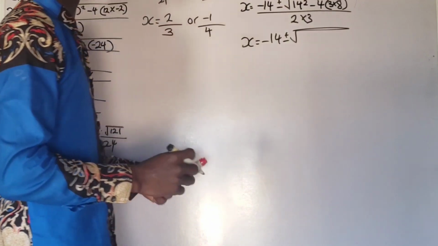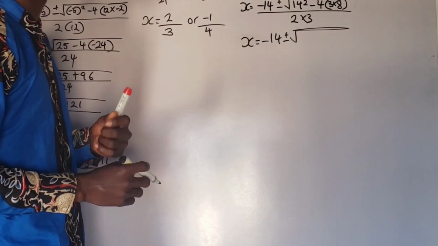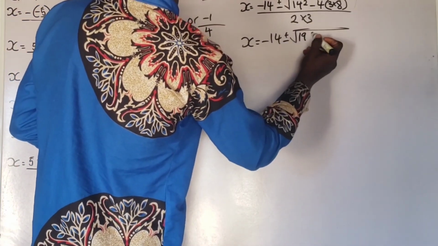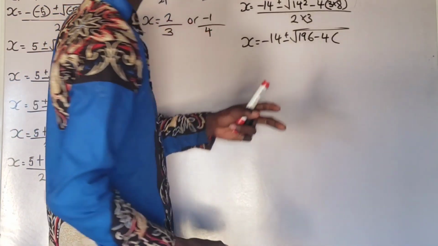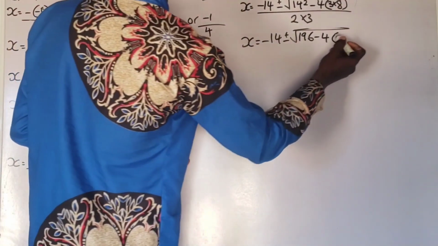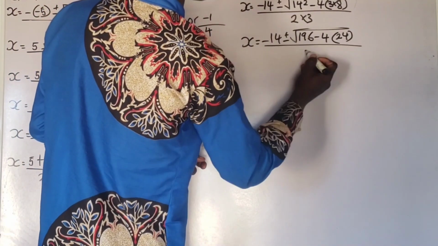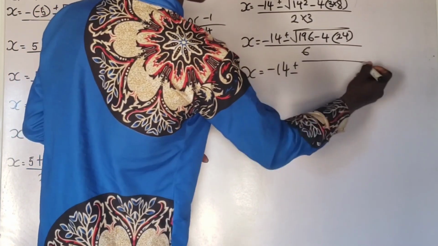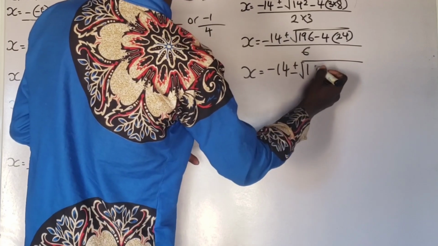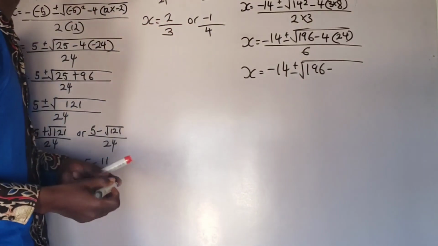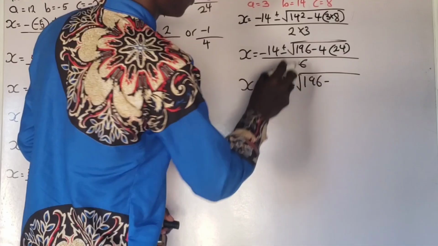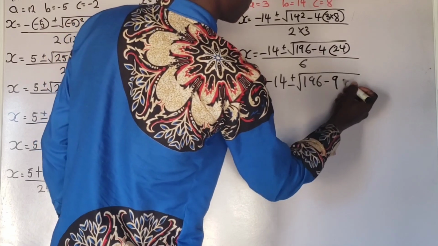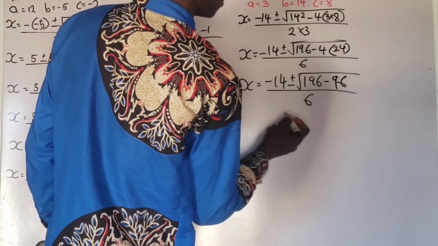Now, take the square of 14. 14 squared is 14 times 14, that will be 196. So I'm going to have 196 minus 4 into bracket 8 multiplied by 3. That is 24, so I'm going to have 4 into bracket 24, all over 6. So x equals negative 14 plus or minus square root of 196 minus 4 multiplied by 24. 4 multiplied by 24 is 96, all over 6.